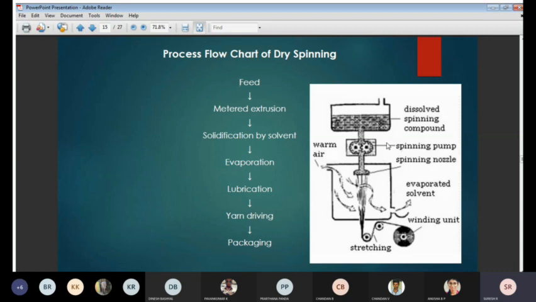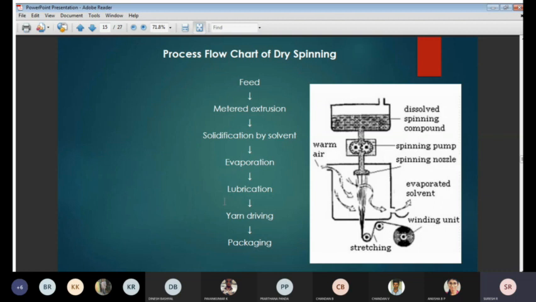Okay. So this is the working condition of the dry spinning process. You can refer to any textbook. Ultimately the outcome remains the same, and the working procedure remains the same. So this is the schematic view of the dry spinning process.